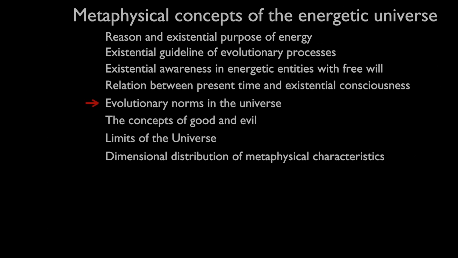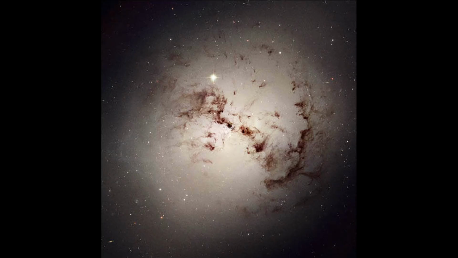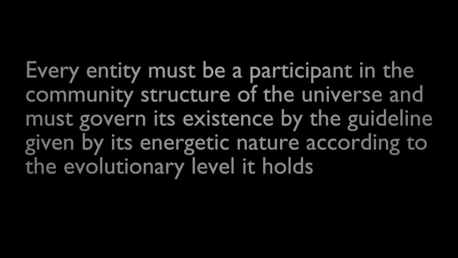Evolutionary norms in the universe. The universe, due to this, is an energetic community structured with an existential purpose. Each entity must dedicate its existence cooperating with this community purpose. For this reason, its actions must be according to the universe's nature. The community of the universe and/or its entities must govern its existence basically by the following precepts. Every entity must be a participant in the community structure of the universe and must govern its existence by the guideline given by its energetic nature according to the evolutionary level it holds.